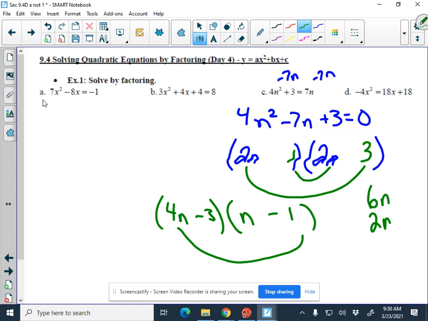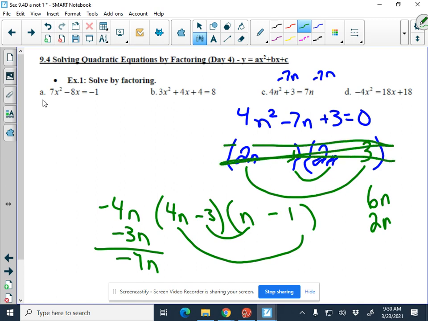I'm going to make them both negative. This times this is negative 4n. This times this is negative 3n. And those do get us the negative 7n. But that's why we say guess and check, because this one, 2 and 2 didn't work with 4. The first number sometimes takes a little more work.